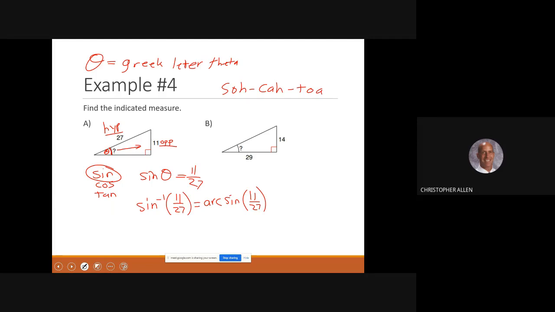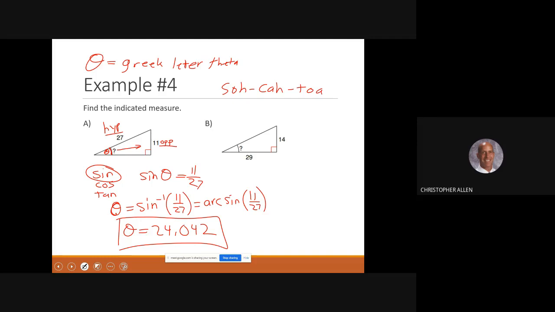Second sine. And then just type 11 divided by 27, hit enter, and you will get, and this is x, or theta, this is theta. So theta here is 24.042. Let's go ahead and do that one to the thousandths. Please, please, please make sure you can get that answer.